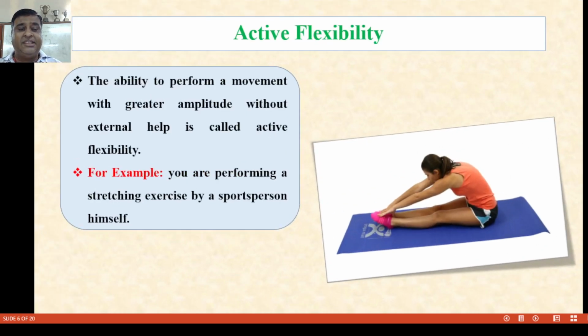Now next is active flexibility, the ability to perform movements with greater amplitude without any external help, that is called active flexibility. For example, you perform stretching exercises by the sports person himself.